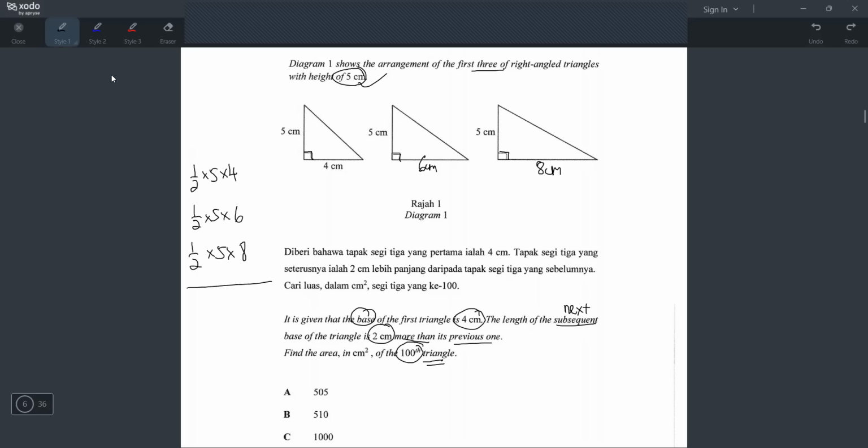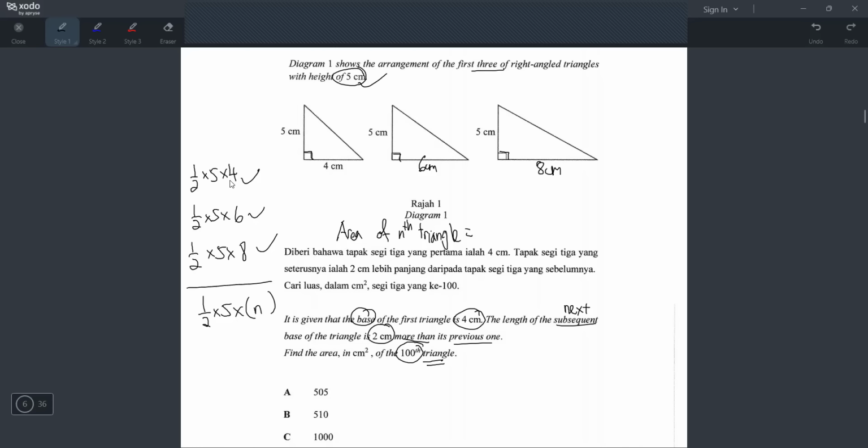Do you understand what I mean? It means this is the area of the first triangle, this is the area of the second triangle, this is the area of the third triangle. But I want to construct a formula for the area of the n-th triangle, right? It means I will generalize and make a formula for this. So 1 over 2 times 5 times, as you can see, all the formulas have to take 1 over 2 times 5. So when we generalize, our formula also has to times with 5, right? But the 4, 6, and 8, you have to change to something, like an n.